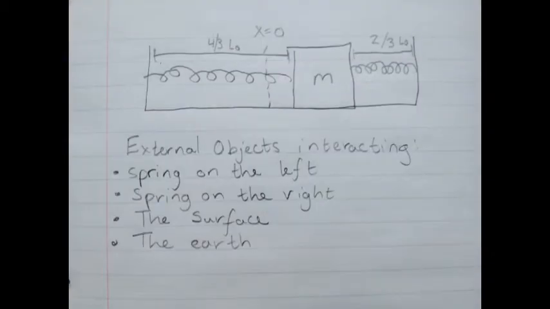So, as we do in part A, it's always a good idea to list all the objects that are interacting with our system. In this case, our system we take to be the block. So we have the Earth and the surface, but those forces are negated and equal zero. And then the other forces that we are considering are the forces provided by the spring on the left and the spring on the right.